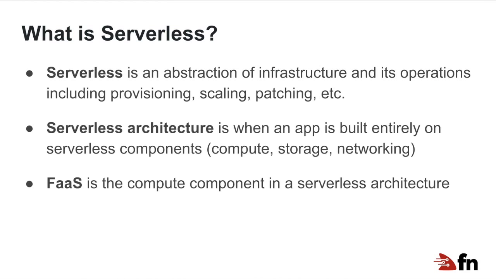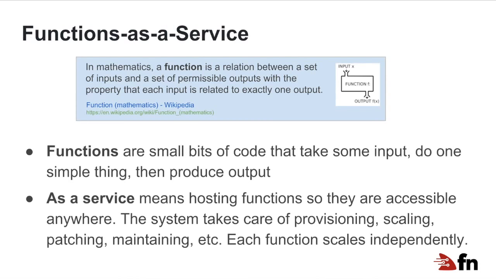So let's start off with a little background. What exactly is serverless? Serverless is an abstraction of infrastructure and its operations, including provisioning, scaling, patching, management, etc. Serverless architecture is when you build an application entirely on serverless components, being compute, storage, networking, the main things. Functions as a service, or FaaS, is the compute component in a serverless architecture. And that's what we're going to focus on today. The FN project is the compute side of serverless.